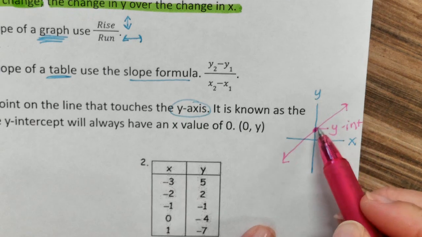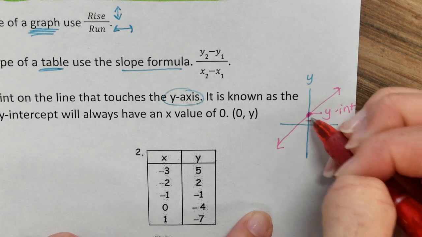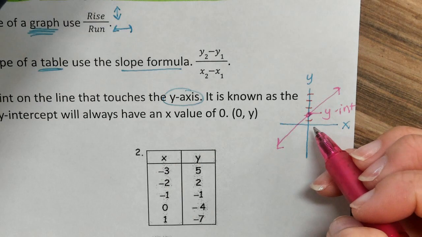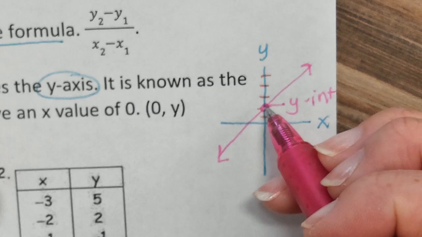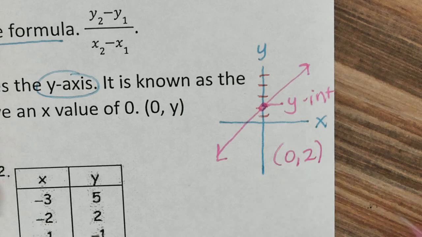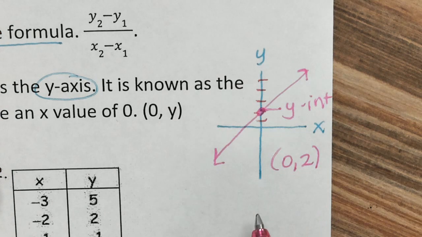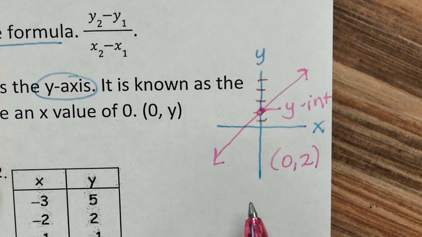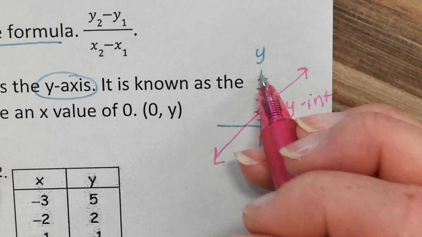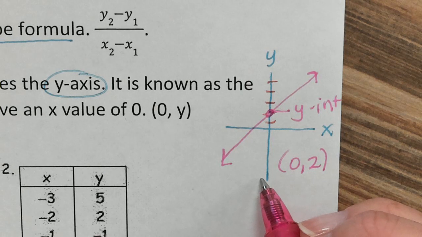Now, does everybody see, if I was to pretend this was a coordinate and it was counting like this, where am I on my picture? Where am I on the y-axis? I'm at 2. If I wrote it as a coordinate, it would be 0, 2. Why would the x be 0? Because anything on the y-axis, the x is going to have a value of 0. So it doesn't matter if the y-intercept is here or down here, the x value will always be 0.